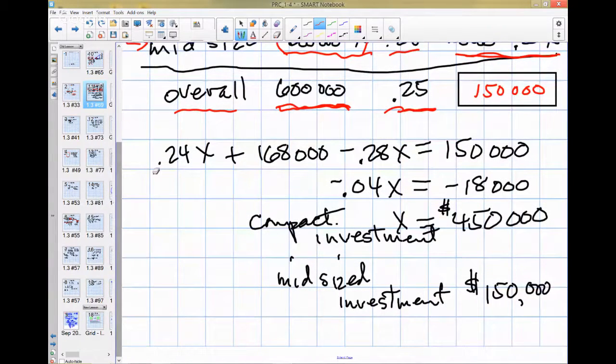That's just the compact profit plus the mid-size profit equals the total profit. And then it's just algebra. I solved for X, gathered like terms, and I came up with the compact investment at $450,000. Well, the total investment was $600,000, so just subtract. That means he must have had $150,000 in midsize.